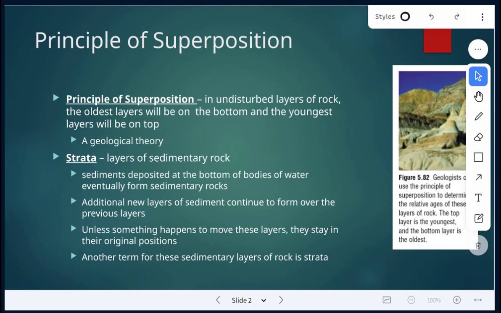The strata, those are the layers of sedimentary rock. So sediments deposited at the bottom of bodies of water will eventually form sedimentary rocks, and then additional new layers of sediment continue to form over the previous layers. Unless something happens to move these layers, they will stay in their original positions. So just keep in mind that strata is the term used for these sedimentary layers.